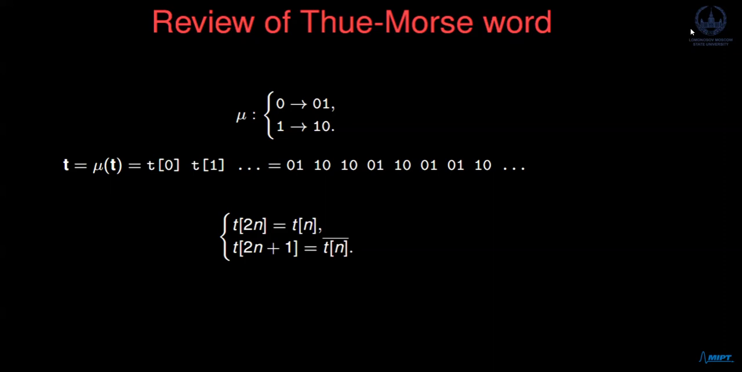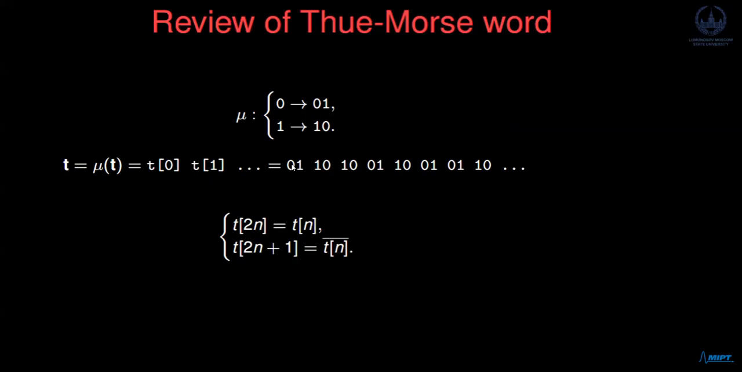So starting from 0, we apply mu repeatedly to generate the sequence. The first iteration gives us 0, 1, as you can see in the picture. Applying it again to both 0 and 1, we get 0, 1, 1, 0. Continuing this process indefinitely, we generate the infinite sequence.